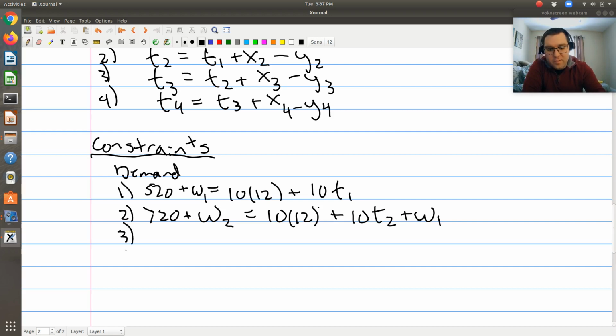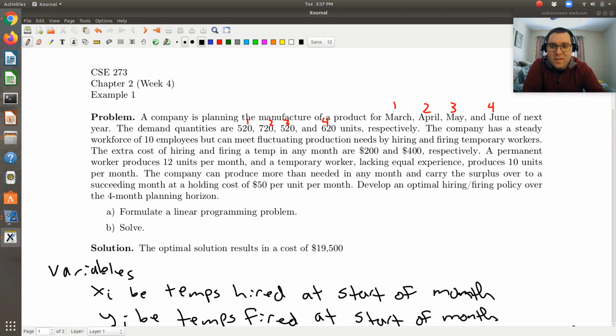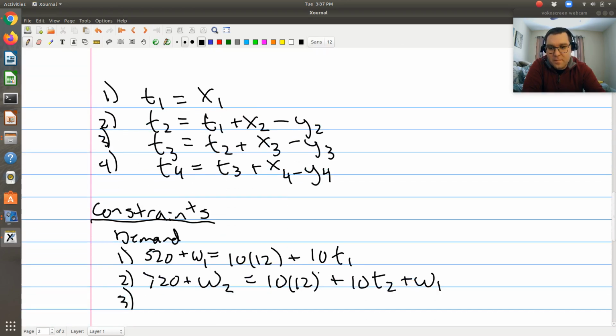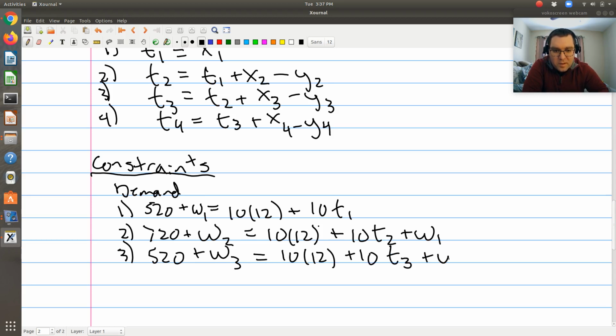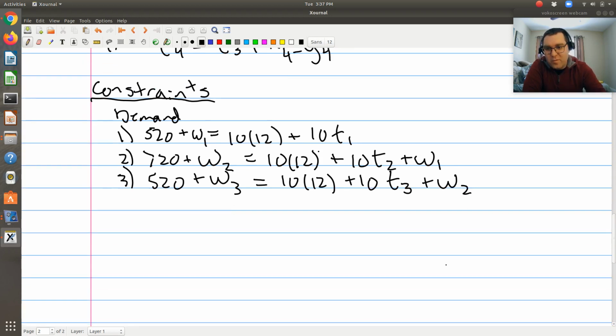Okay, so now month 3, I have demand of 520 again. 520 plus W3, the amount left in storage at the end of month 3, is equal to the amount generated by my permanent workforce plus the amount produced by my temps plus that which I started with in storage at the beginning of month 3.